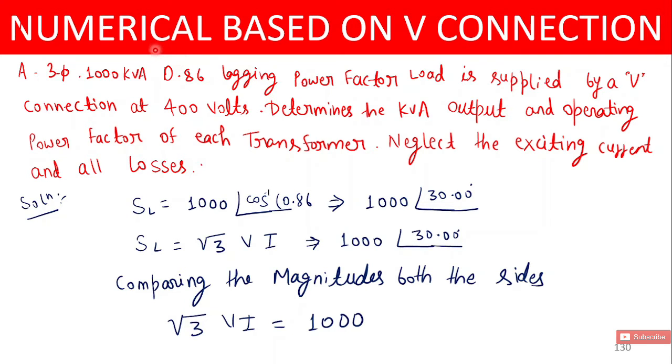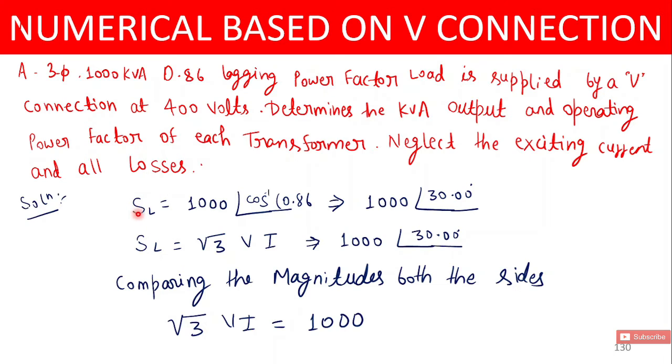So today I will explain the numerical based on the V connection or open delta connection. The numerical is: a 3-phase 1000 kVA, 0.86 lagging power factor load is supplied by a V connection at 400 volts. Determine the kVA output and operating power factor of each transformer. Neglect the exciting current and all losses.